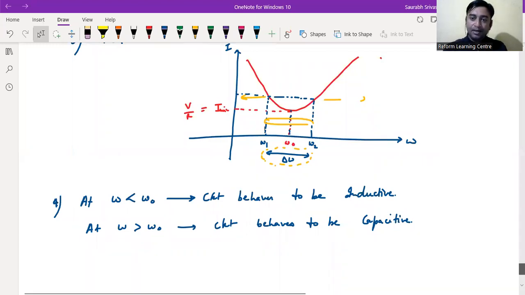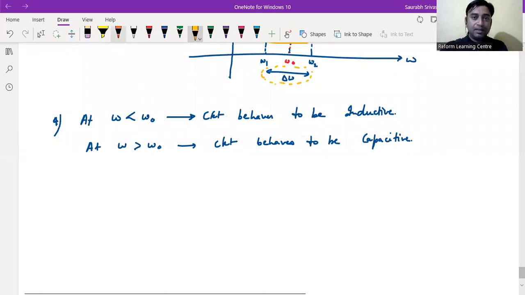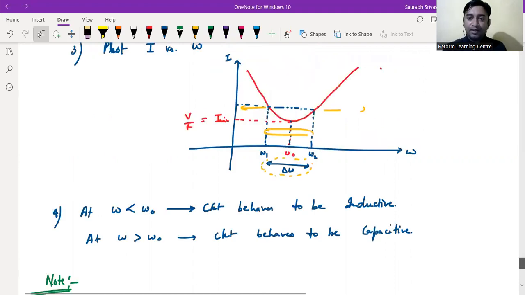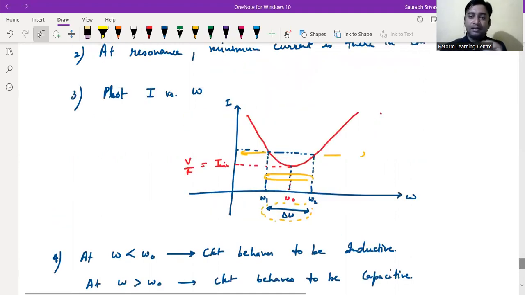This parallel RC circuit also behaves as a filter, but the properties are different. सर अभी कल और एक बार एक्सप्लेन कीजिए तो सर. We observe the conduction in this circuit. This is I versus omega graph. At lower frequencies, there is more current. At higher frequencies, it has more current. At this frequency band, current is small current. Conduction is less in this frequency band, and conduction is high in other frequencies, lower and higher frequencies.